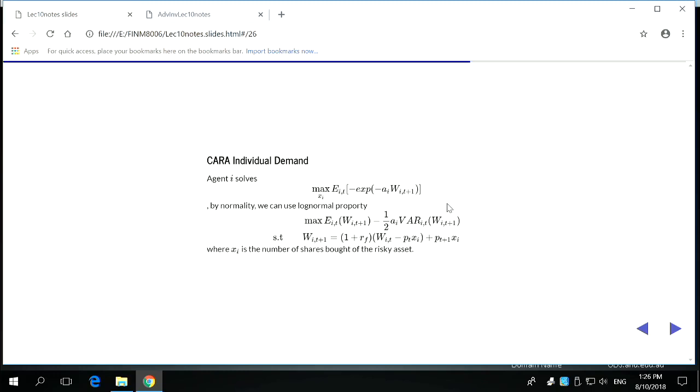So let's say you have an individual that has a CARA utility curve, constant absolute risk aversion. So you know this is an exponential function, right? So let's maximize the expected utility, which is a negative exponential function of e to the power minus A W, and A is your risk aversion. Right? And i here is for one individual person, so agent i. We can transform this maximization by using the log normal property. This becomes just maximize the mean minus half of the variance times the risk aversion, A_i.